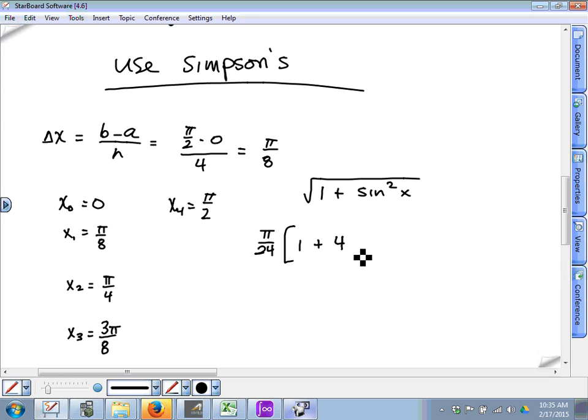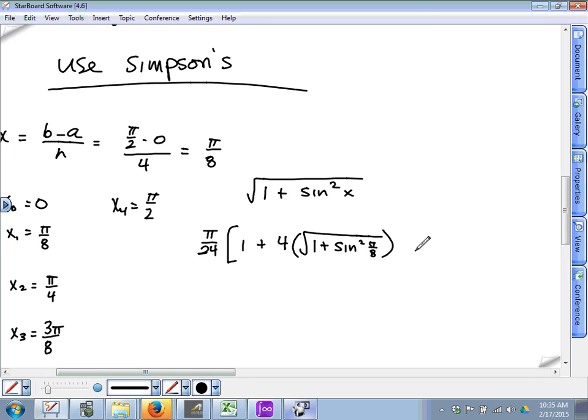Okay. So we need a 4 right there. The sine squared of pi/8, I'm just going to leave that for right now as the square root of 1 plus sine squared of pi/8. The more you round early on, the further away your end result might be. Plus, now we need 2. Now guys, this is x0, this is x1, this is x2.